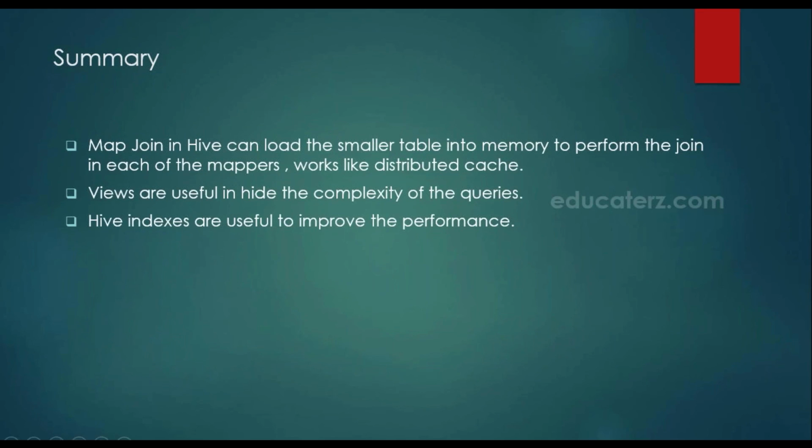So in this module, we discussed the different types of joins like inner join, outer join, left outer join, right outer join. We also discussed a very important join, which is the map join, and we understood that the importance of the map join is to load the small table into memory to improve the performance of that query. We also understood how views are created and how they are useful in sharing a complex query with your business analyst. Similarly, you can create a Hive index to improve the performance of your queries.